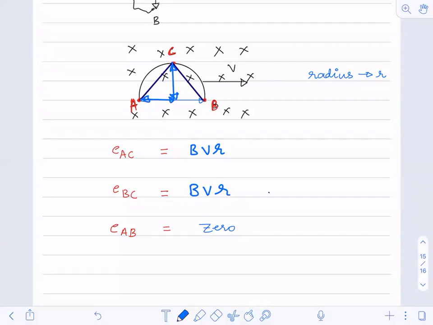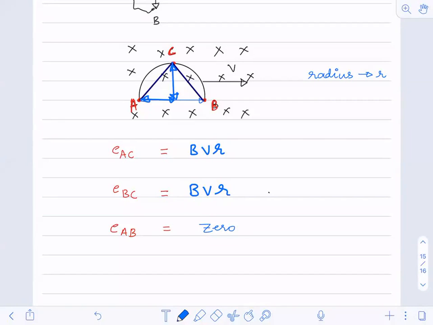Component only I'm taking, but that component is what? R only, na? What is that length? It is R only, na? Okay. So that is BVR. Fine. That's BVR.